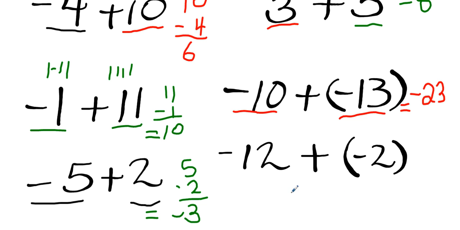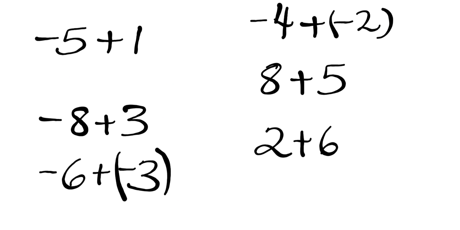All right, -12 plus -2. If you look, our signs are the same, so we're going to add. So that's going to be 14 when we add those two numbers together. And we're going to keep the sign. These signs are negative, so it's going to be -14. All right, so now your turn. Take a look at these problems, solve them, and then come back and check your answers. Go ahead and pause now.